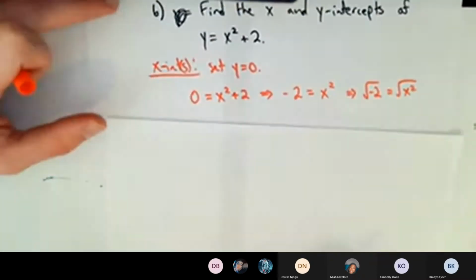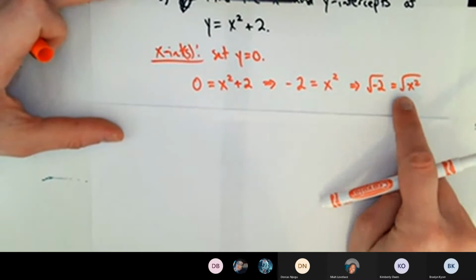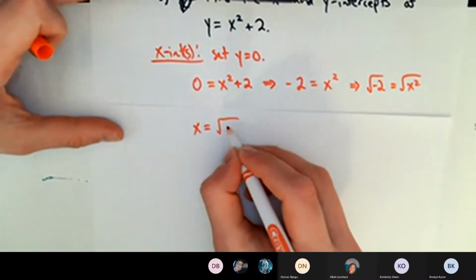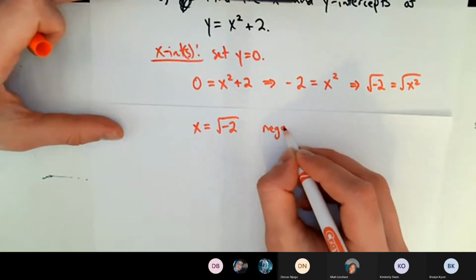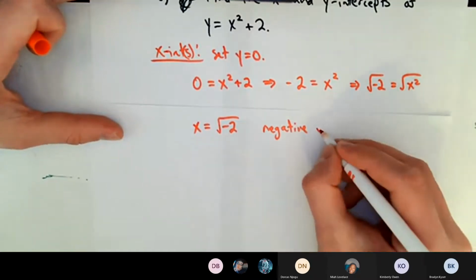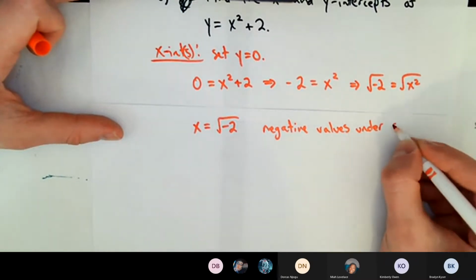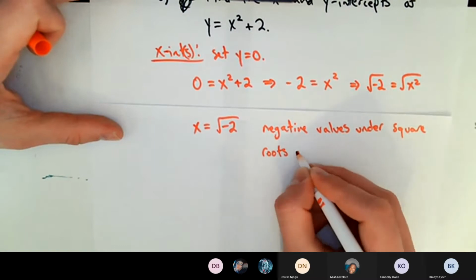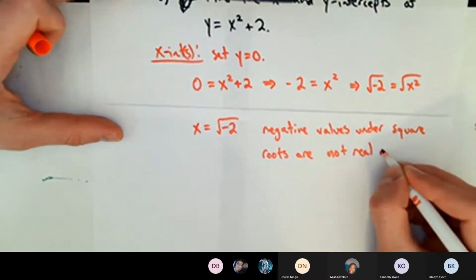but that should set off alarms, right? Because now over here on the right-hand side, that's okay. Square root of x squared is just x, so I'm going to write that there. But here I have square root of -2. Negative values under square roots are not real numbers.